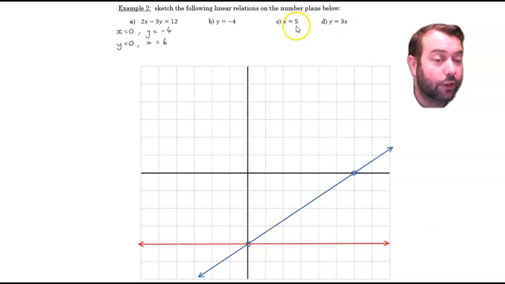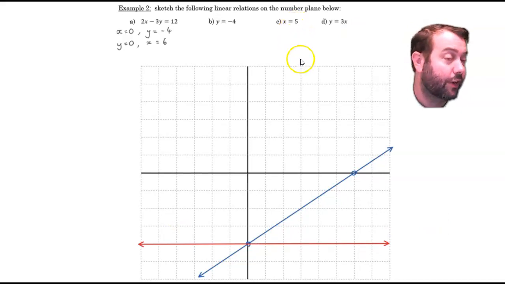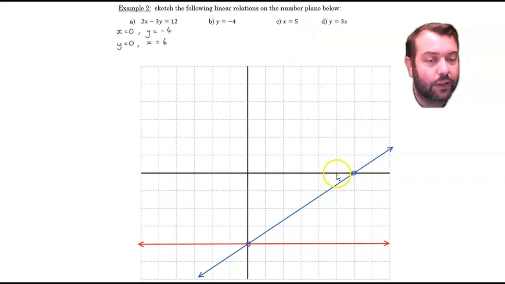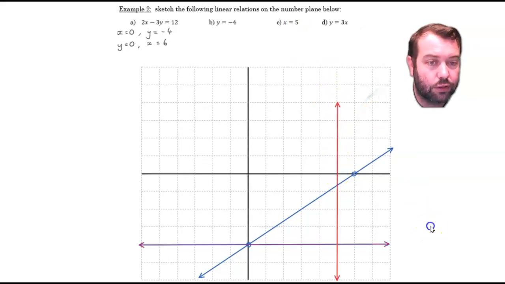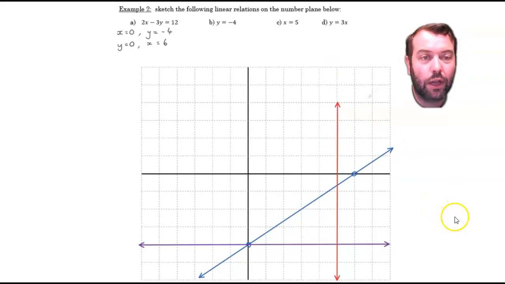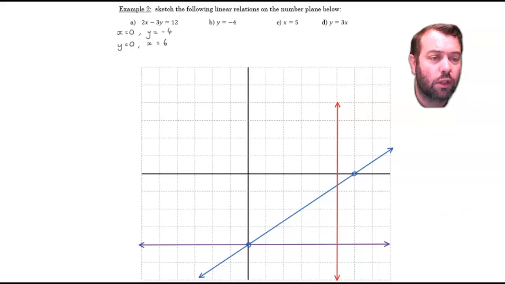X equals 5 is a vertical line. It's not a function. Fails the vertical line test. It's going to pass through x equals 5. It should look like this. There we go.